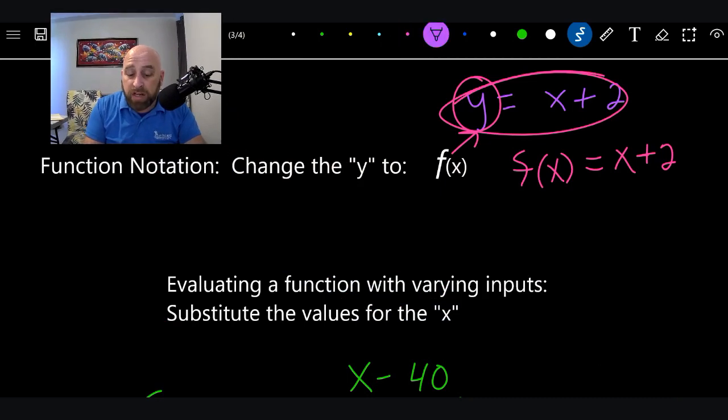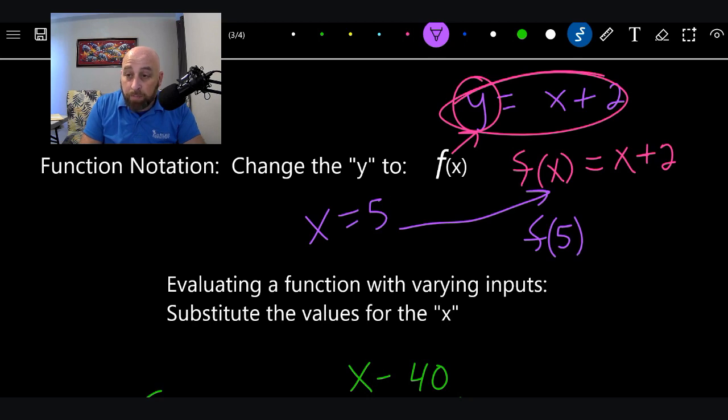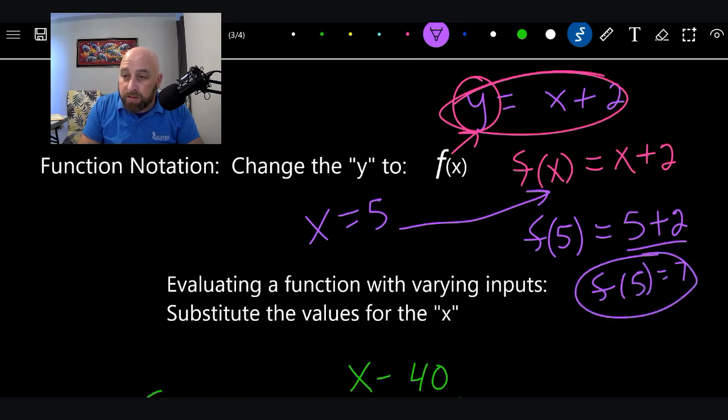Well, it means to change the input. So let's say we say x equals 5. Well, now where there's a function of x, we would put the function of 5. Why? Because we're switching, we're making x equal 5. And then we'd say that equals 5 plus 2. And then we can solve this, and we could say the function of 5 equals 7, and that would be our answer. The function of 5 equals 7.